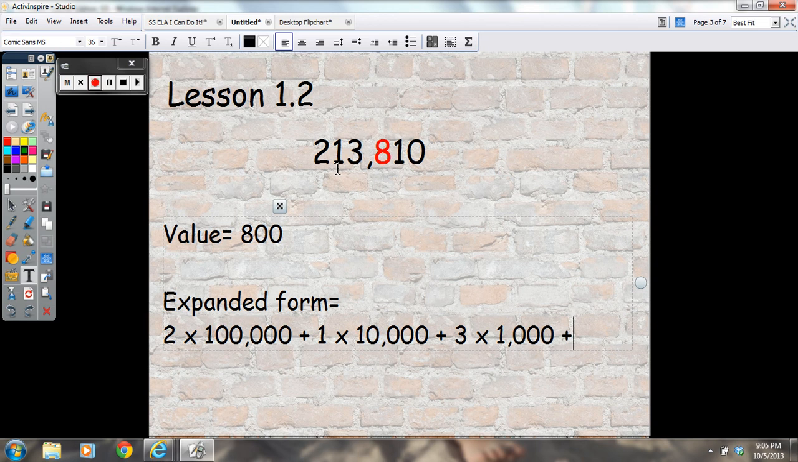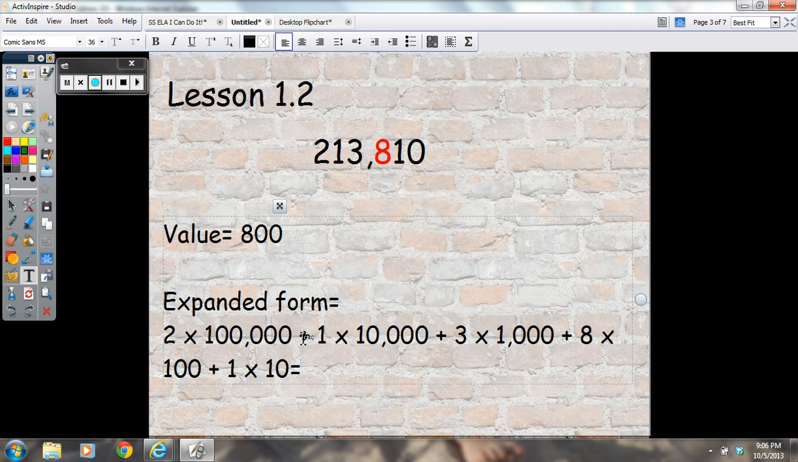Moving on, I add that 8 times the place that it's in, which we said before was the hundreds place, and I add my next place, which is the 1, and that's in the tens place, so I multiply that 1 times the 10. If I solved this problem, I multiplied the 2 times the 100,000, I would get 200,000. The 1 times the 10,000 gets me 10,000. 3 times the 1,000 gets me 3,000. 8 times the 100 gets me 800. 1 times the 10 gets me 10.